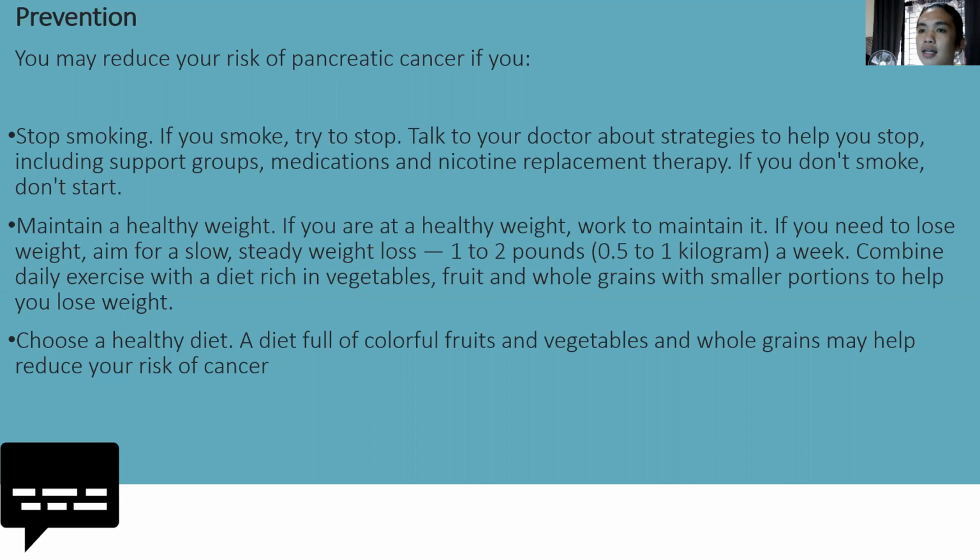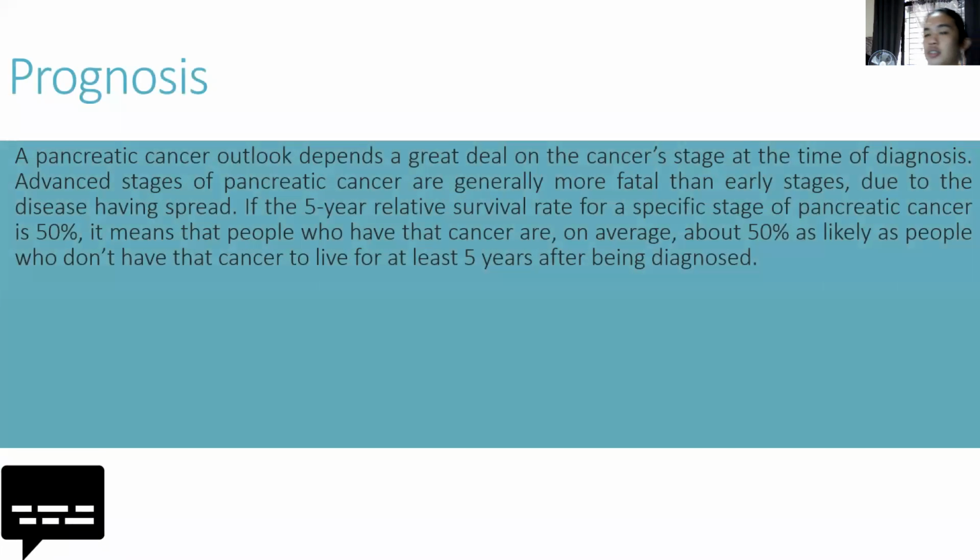Next one is maintain a healthy weight. If you are at a healthy weight, work to maintain it. If you need to lose weight, aim for a slow, steady weight loss, 1 to 2 pounds a week. Combine daily exercise with a diet rich in vegetables, fruit, and whole grains with small portions to help you lose weight. Choose a healthy diet. A diet full of colorful fruits and vegetables and whole grains may help reduce your risk of cancer.